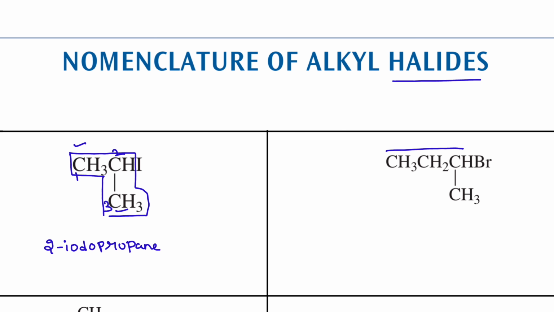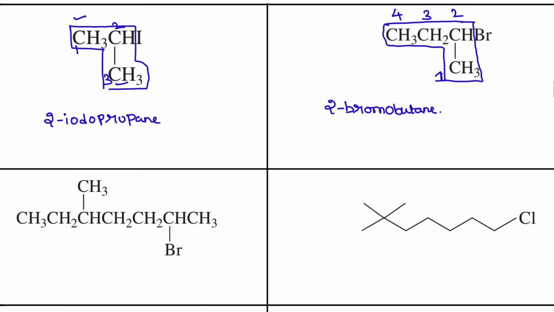And no confusion, this is the longest chain. Bromine is the substituent. Numbering should be started from this end. This is first carbon, second carbon, third carbon, fourth carbon. The name of this compound is 2-bromobutane. You try to identify what is the alkyl group at present in this compound. Alkyl group attached to bromine, try to identify.